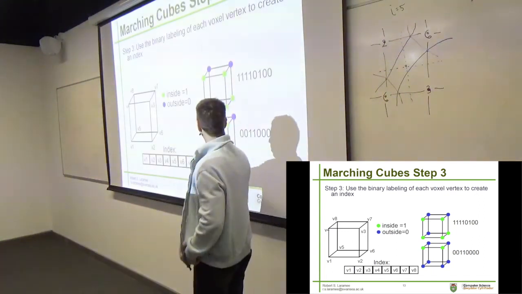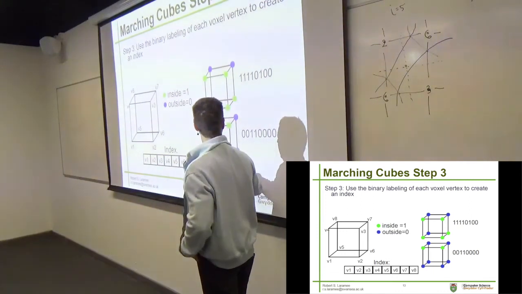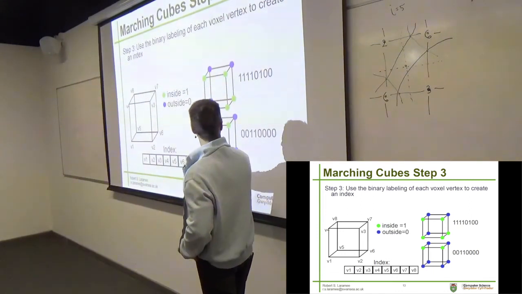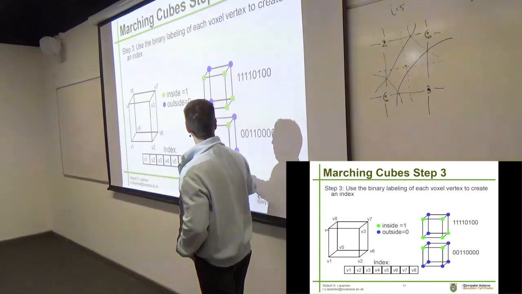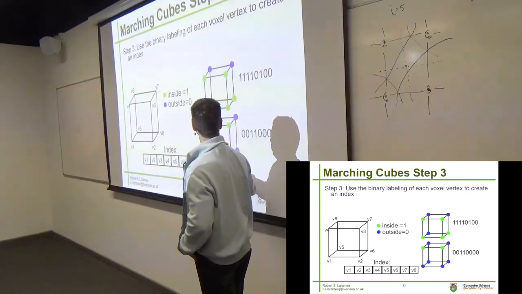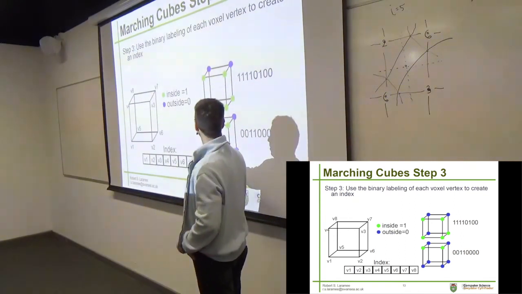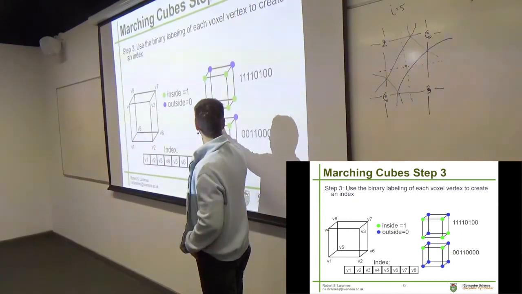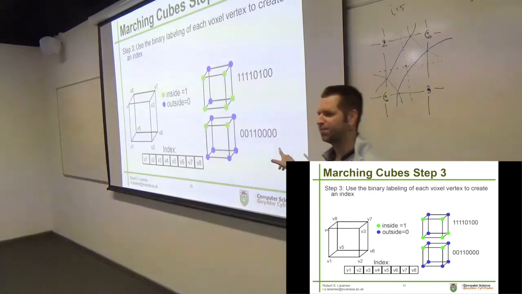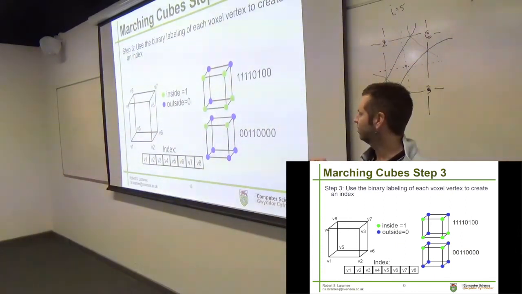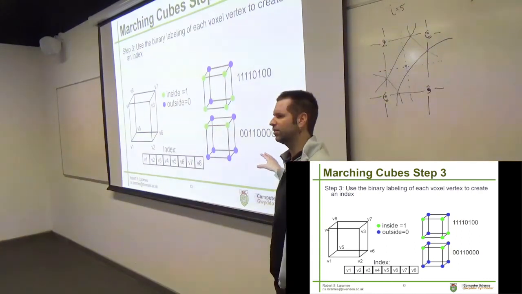Here's another one. So this is outside, outside, inside, inside, 0, 0, 1, 1, 0, 0, 1, 1. And then outside, outside, outside, outside. So all zeros. Everybody follow that part? You don't need to know what the index is used for, that's not until the next step, but just how to build the index.